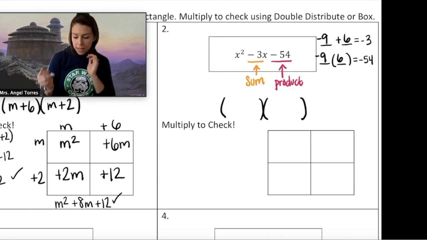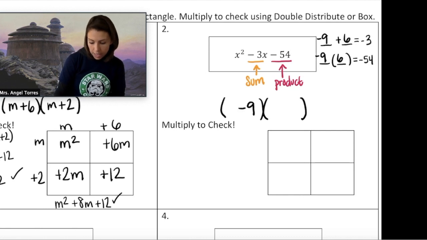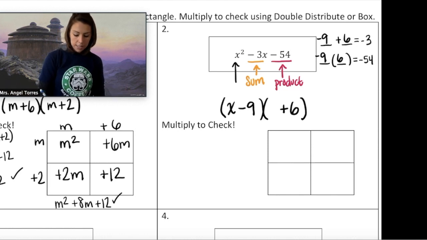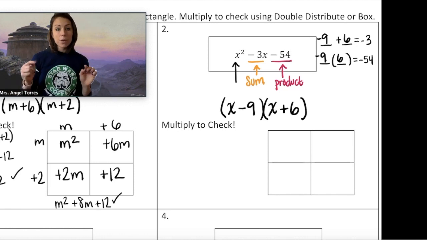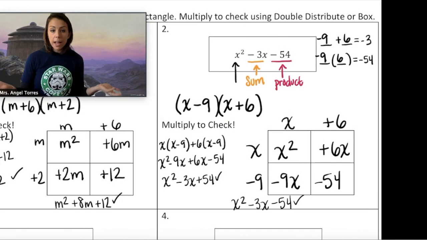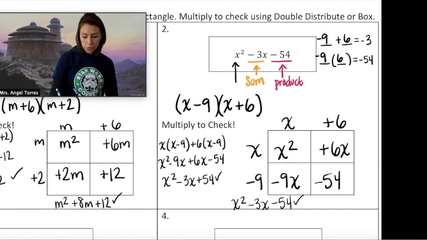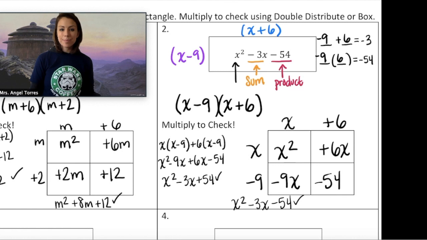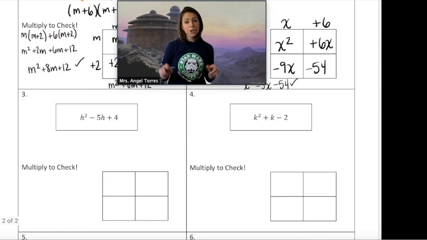We now know that the first one will have a constant of negative 9, and the second one will have a constant of 6. But what's our variable going to be? Well, we have x squared here, so what times what is x squared? X and x. But before we put it into our diagram, go ahead and multiply to check now. So that means that our two binomials are correct. So place one of the binomials along the width and the other binomial along the length. And there we have it. All right, your turn. Why don't you go ahead and try doing number 3 and 4 on your own now.